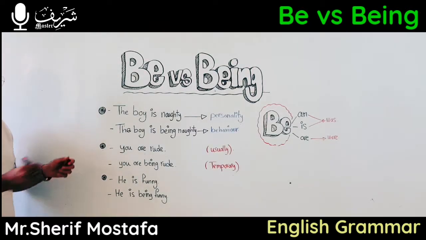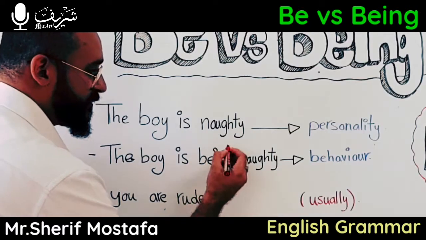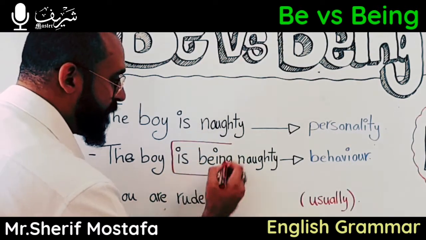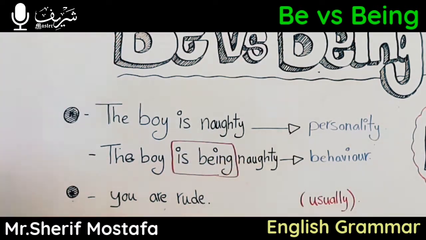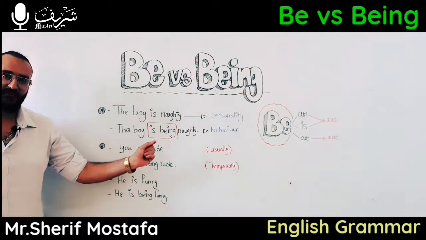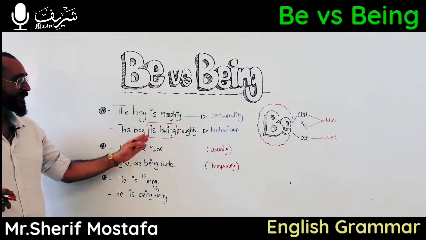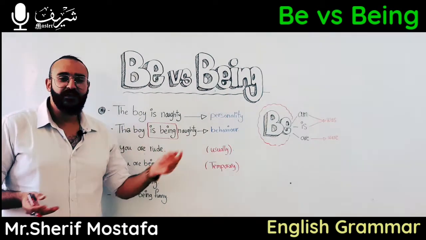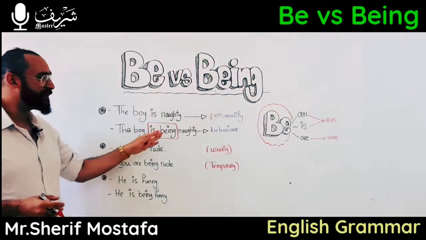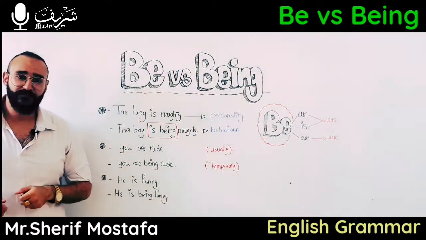Okay, as you can see here, being. So here is the difference between those two kinds of phrases or two kinds of sentences: is being. So what could be the difference in the meaning between those two phrases?